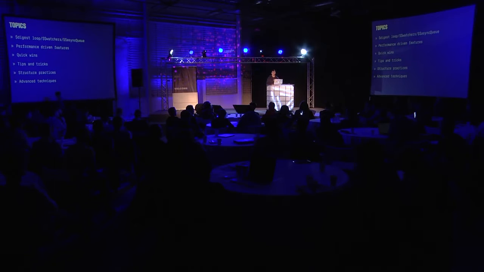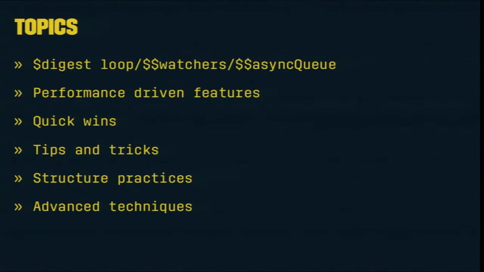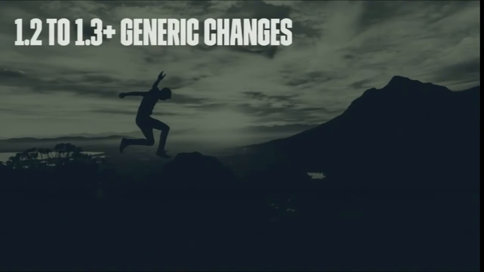I went on a recent application migration from version 1.2. We jumped 1.3, we went straight to 1.4. So I've uncovered quite a lot of new performance features in that. So we're going to look at some of those and the impacts that they have. Quick wins, there might be a simple one-liner that you'll just go, wow, yeah, let's integrate that today. Tips and tricks, structure practices, and some advanced techniques. So let's jump in at the generic changes that have happened from 1.2 to 1.3 and above.